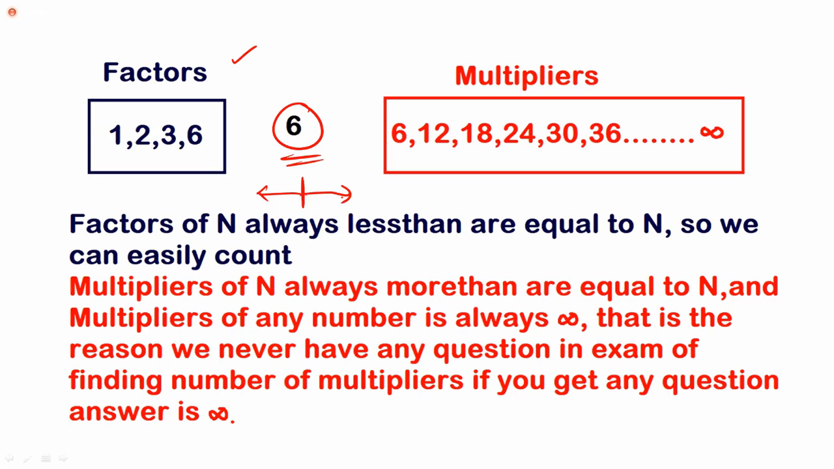So what are multipliers? Multipliers are nothing but the numbers which will come in the 6 table. So tabular numbers are going to be treated as multipliers.